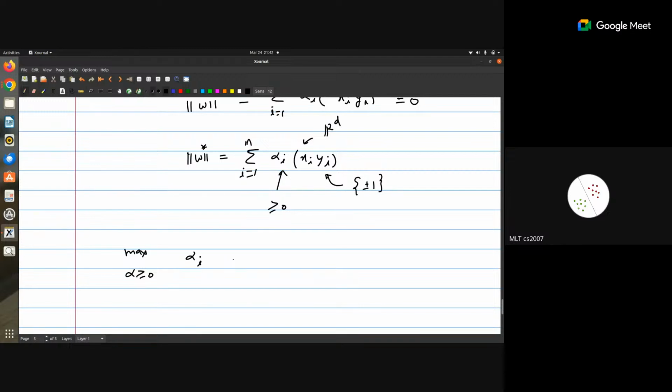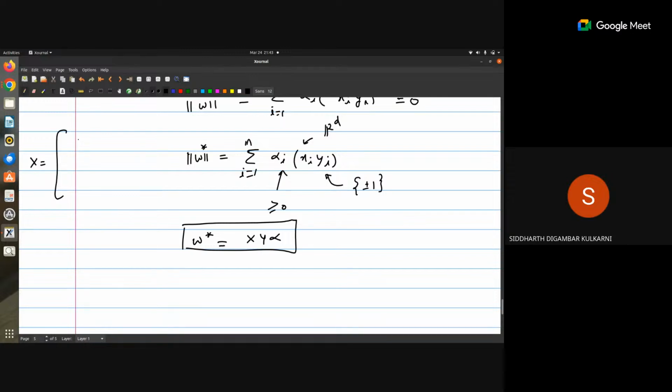Okay, fine. I think I jumped ahead. We'll think about it. Okay, so in vector format, how will this look, w star? It will be X Y alpha. That is the vector form of this w star. Fine. You can think about this, because X will be what? D into n.